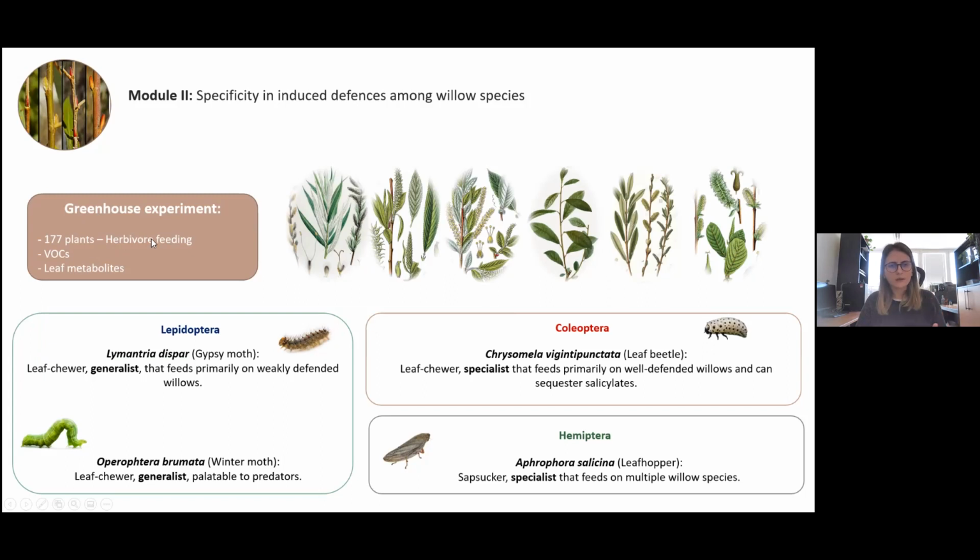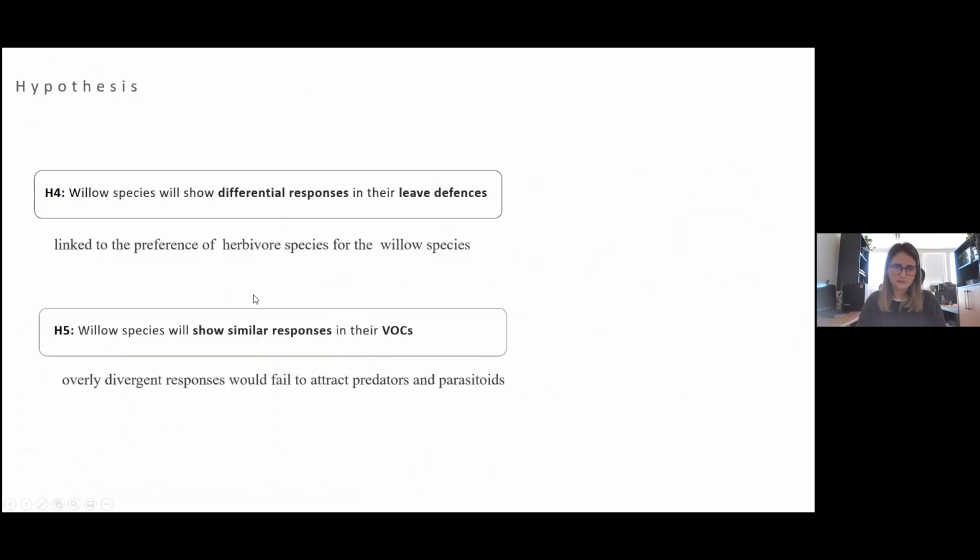They fed on the plant, we removed the herbivores, we sampled VOCs, then we sampled leaf metabolites, took photographs, and measured herbivory damage, all the same as in the first case. And our hypothesis here was that willow species will show differential responses when it comes to leaf defenses, because this evolution is linked to the preferences of the herbivores. So different herbivores will be showing different responses.